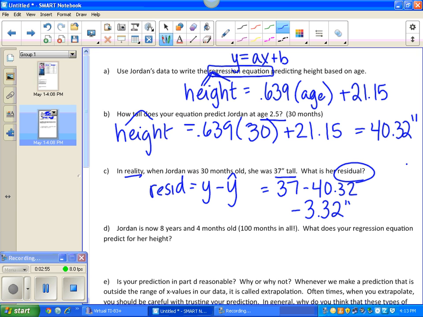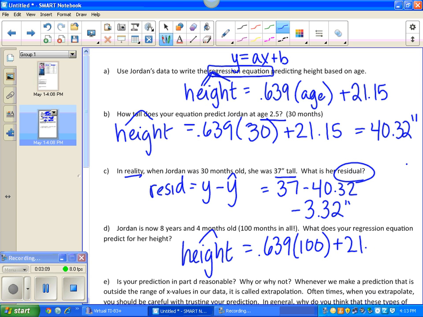She right now is 8 years and 4 months old, 100 months in all. What does your regression equation predict for her height? So similarly, we're plugging in now 100 into this equation. We get 0.639 times 100 plus 21.15. And plugging into your calculator, you should get 85.05. That's pretty tall. That's much taller than most NBA players.